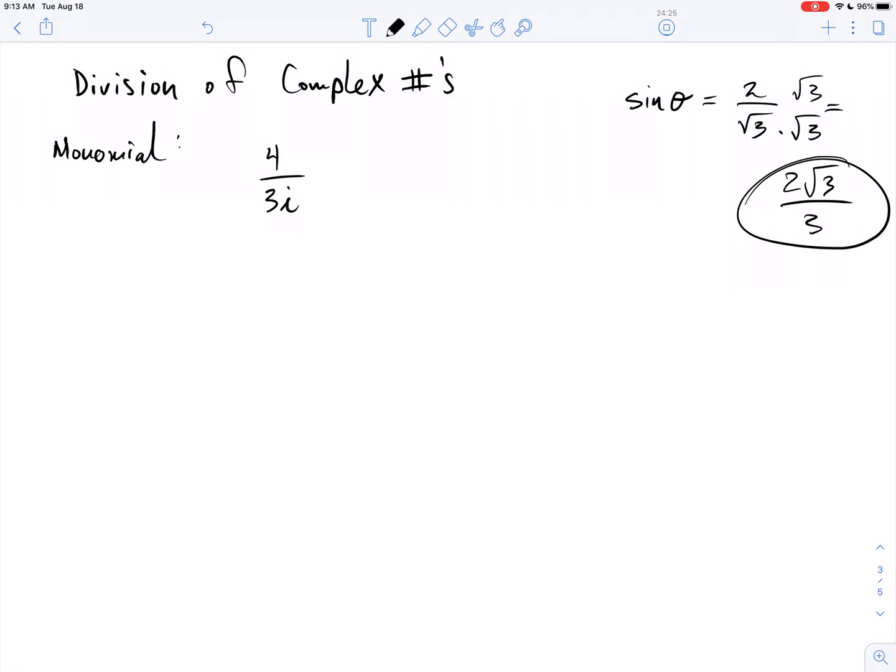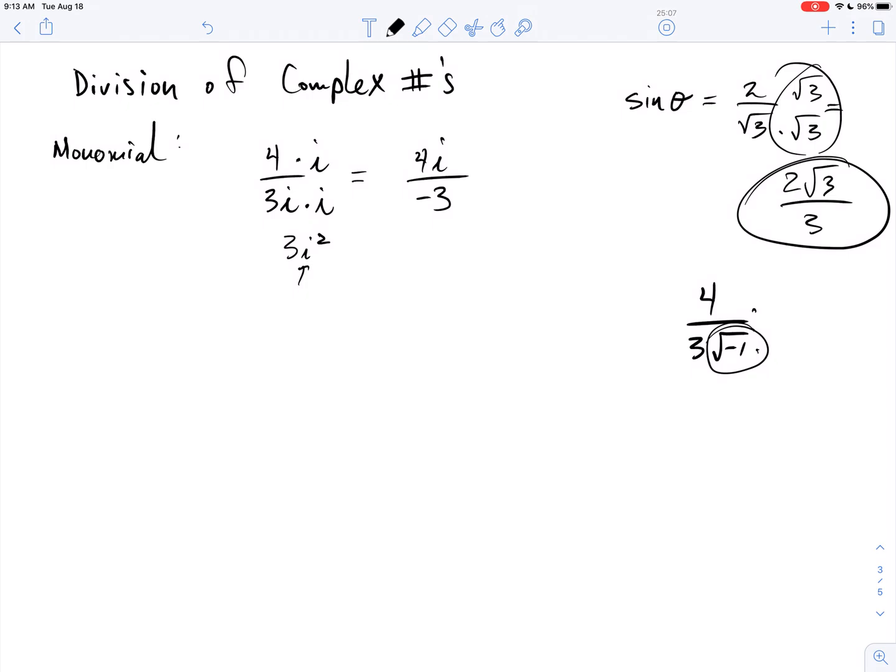So here's the thing. We do not write this like this. It looks weird. We never write this. That's what i represents, but we don't write it that way. But there is a way to get rid of that. It's based on the same concept. If I multiply top and bottom by rad negative 1, I get that out of the bottom. But we just do it this way. Look. Times i times i. Watch. I get 4i on the top. On the bottom, I get 3i squared, but remember, i squared is -1, so I just call this -3.